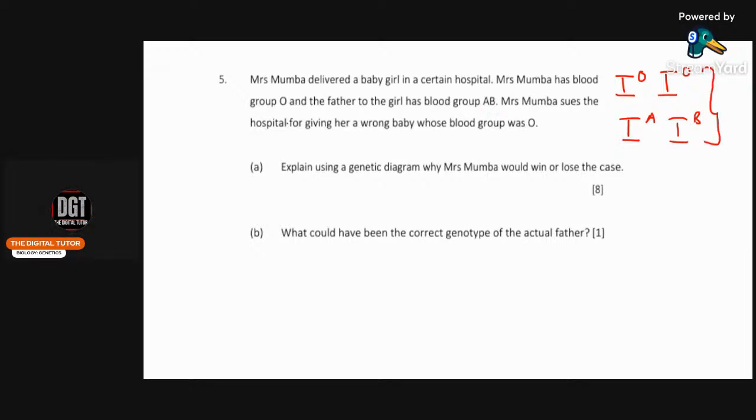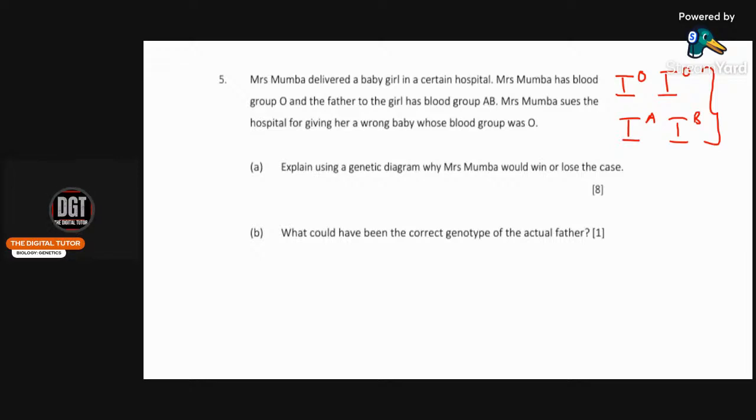Now, the father to the child has a blood group AB. Mrs. Mumba sues the hospital for giving her a wrong baby whose blood group was O. Explain using the genetic diagram why Mrs. Mumba would win the case. So because the husband is blood group AB, she sues the hospital. Now, if we are to do the crossing here, what is the chance that Mrs. Mumba is going to win?